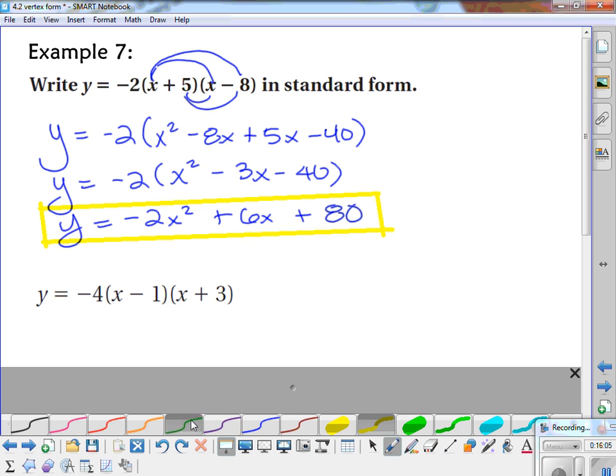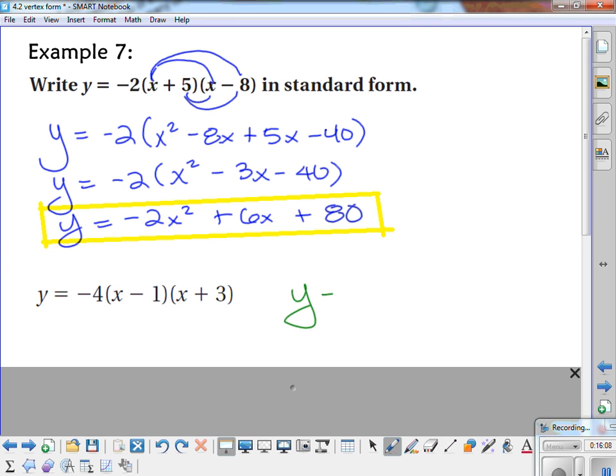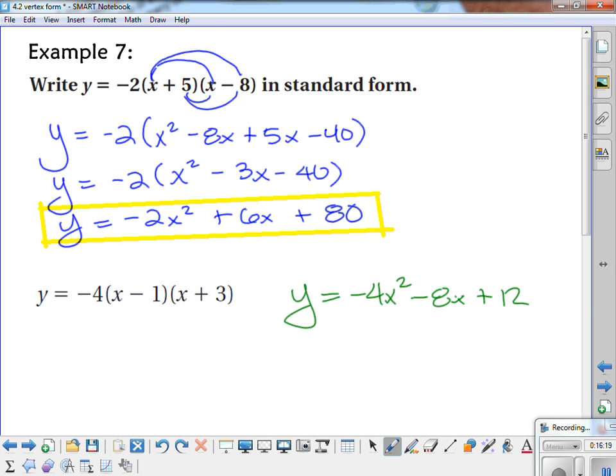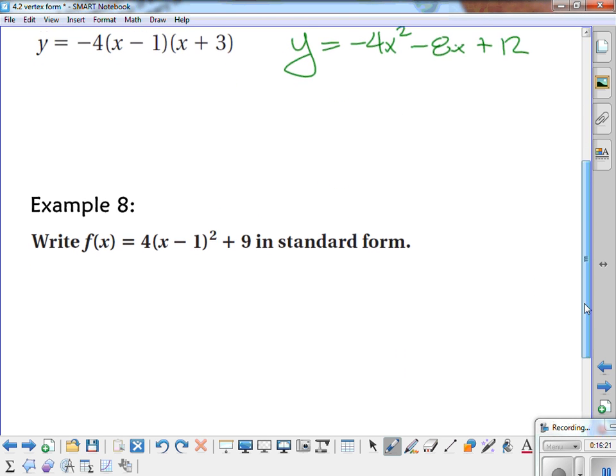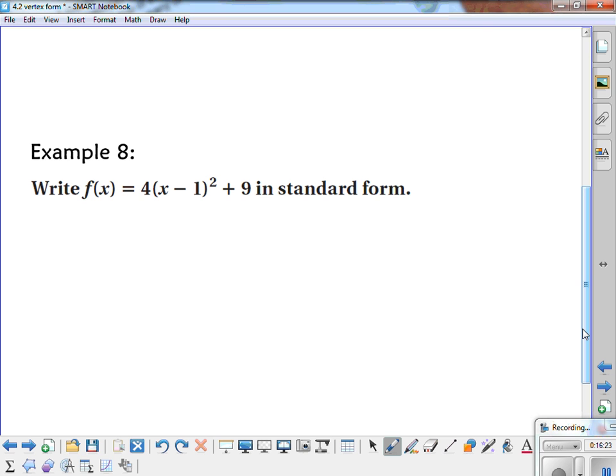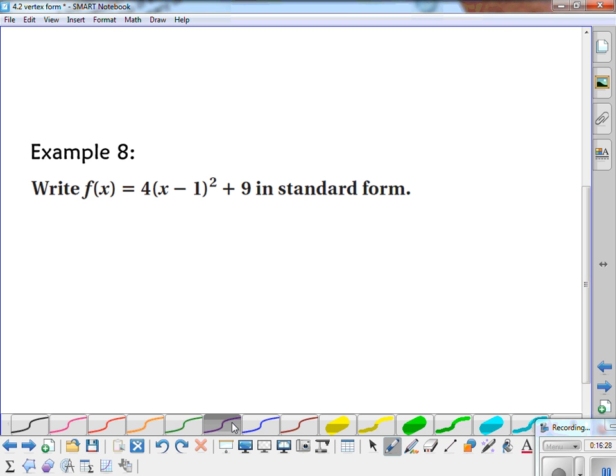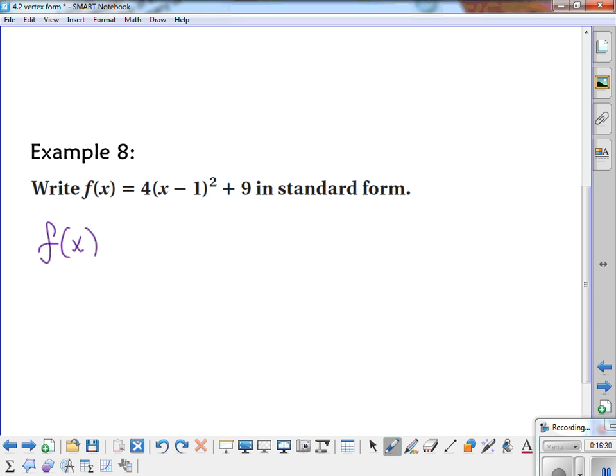All right, so it looked like you guys were all getting the same thing. What did you get? -4x squared minus 8x plus 12. All right. The other way you might see it is in this vertex form. But it's the same idea. We're just going to multiply it. So if I have f of x equals 4 times x minus 1 squared, I can write my x minus 1 times x minus 1.